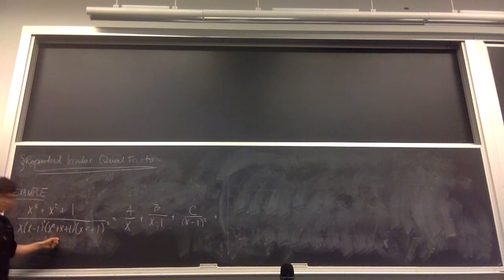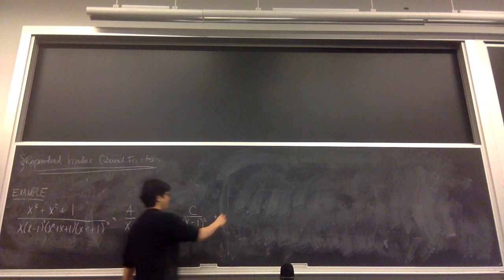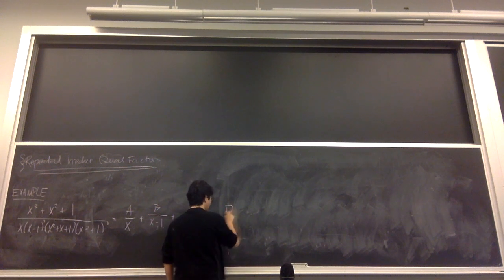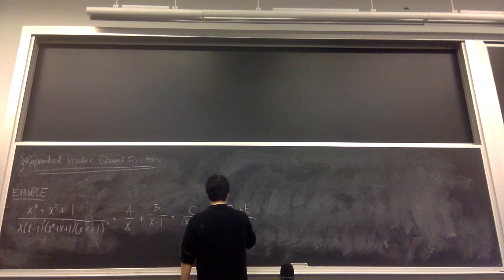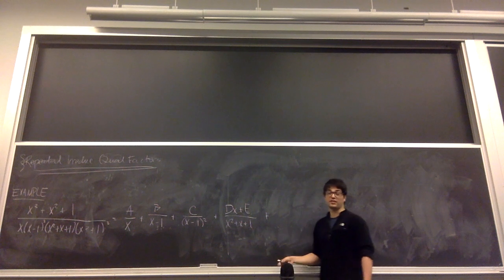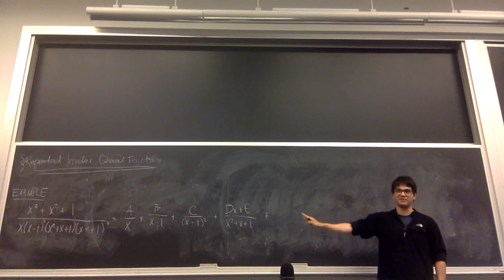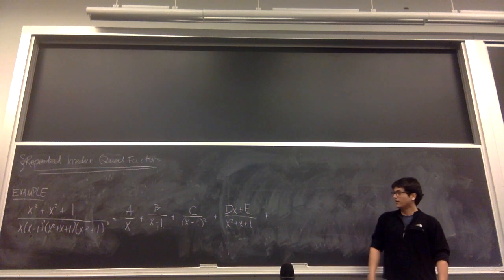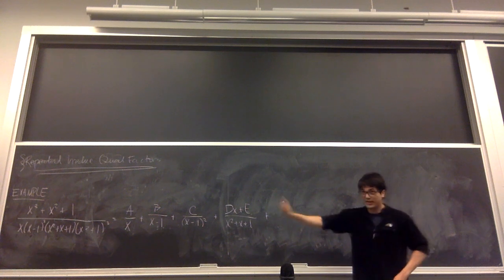Now we have a non-repeated quadratic irreducible. Plus dx plus e, a line over that, x squared plus x plus 1. Be sure to check that these things are irreducible, though, because if you can reduce them, this technique is going to not work. Okay, so now we have a repeated irreducible root.